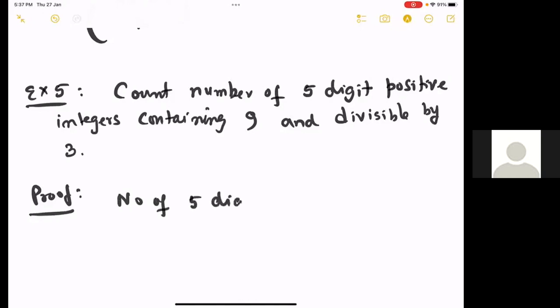5-digit positive integers. So as Rohan said, the first digit has to be non-zero, right? It cannot be 0, the leftmost digit. So the number of 5-digit positive integers, how many? The leftmost can be chosen in 9 ways, right? And the rest can be chosen in 10 ways each. So this is 9 times 10 power 4.